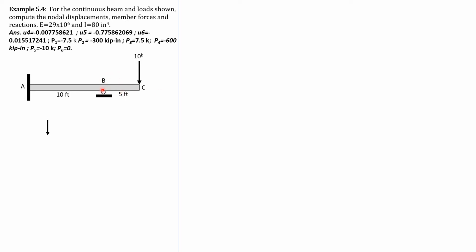So we need to convert feet to inches. So 10 times 12 is 120 inches. This is 5 times 12, so 60 inches.